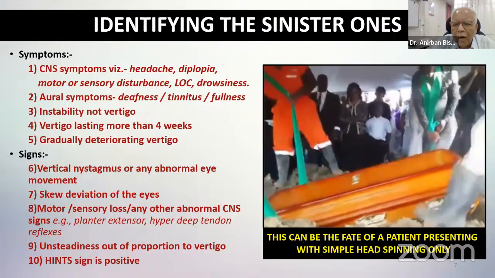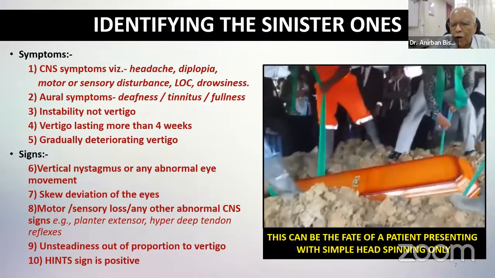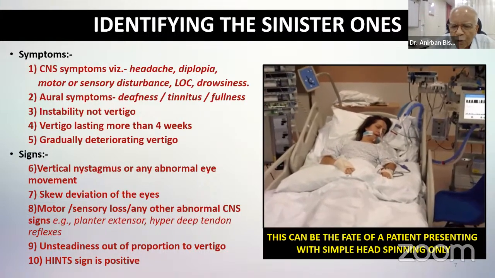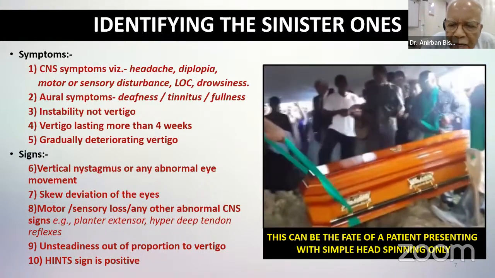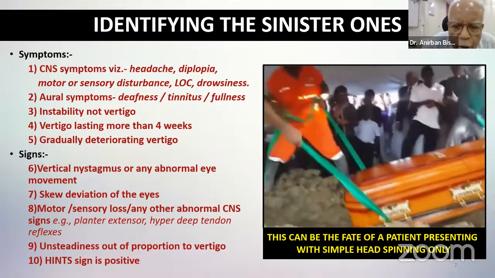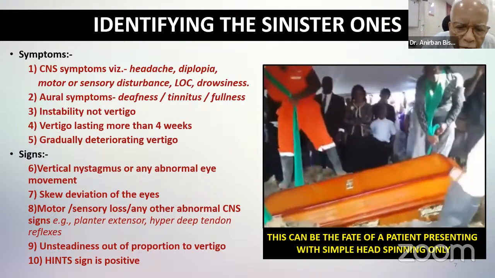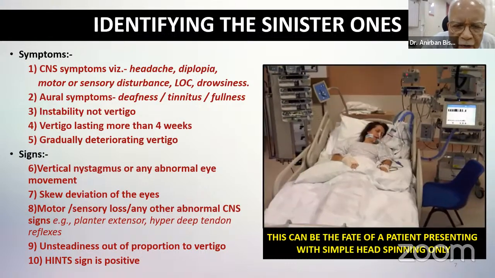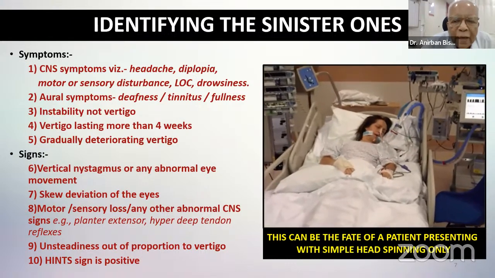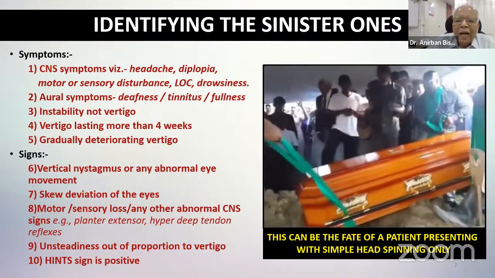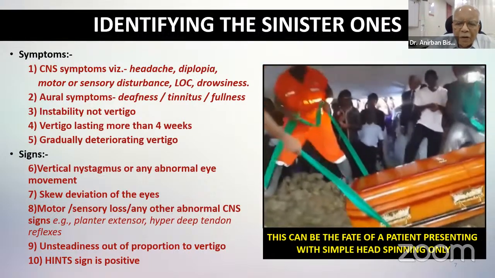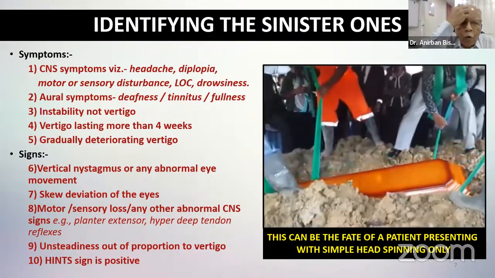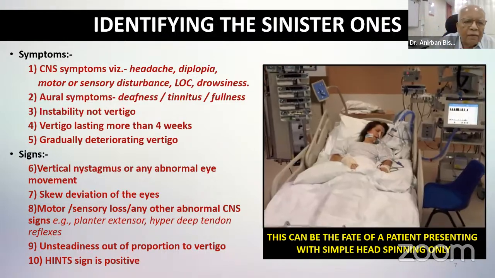If you see this video, I keep on playing this video for a long time just to impress upon you that vertigo can sometimes be due to life-threatening conditions also. If you see this video, you'll remember it: the patient had come to you only with vertigo, but it turned out to be a posterior fossa stroke, and the patient became unconscious, or something like that. So, what symptoms are dangerous and what signs are dangerous?